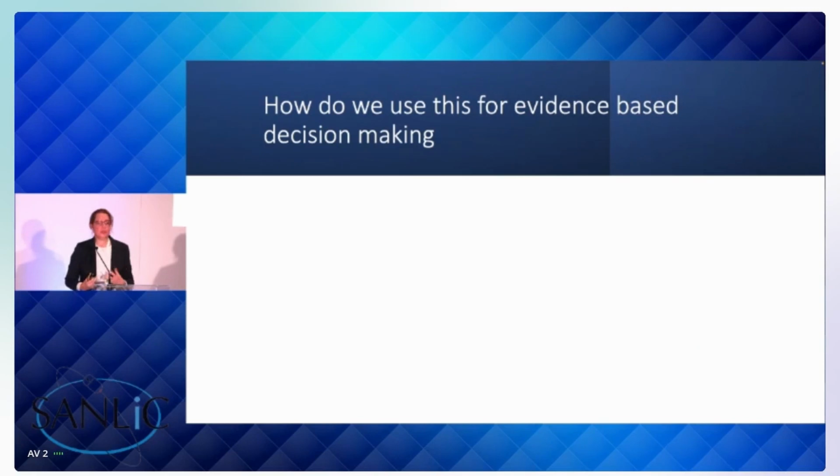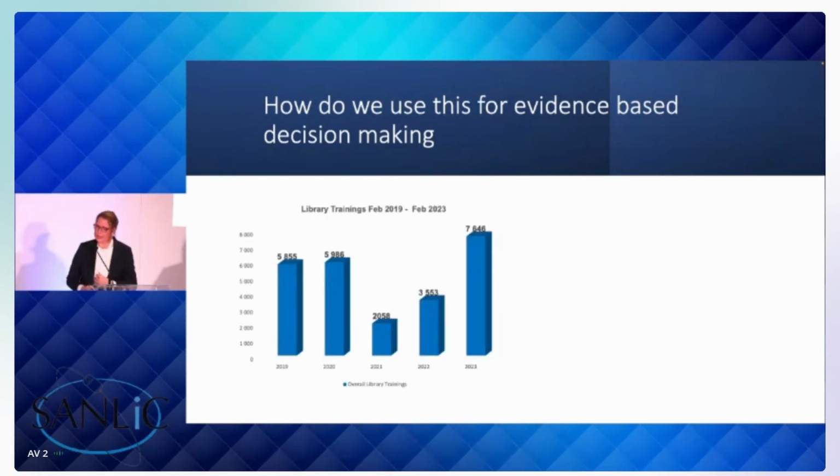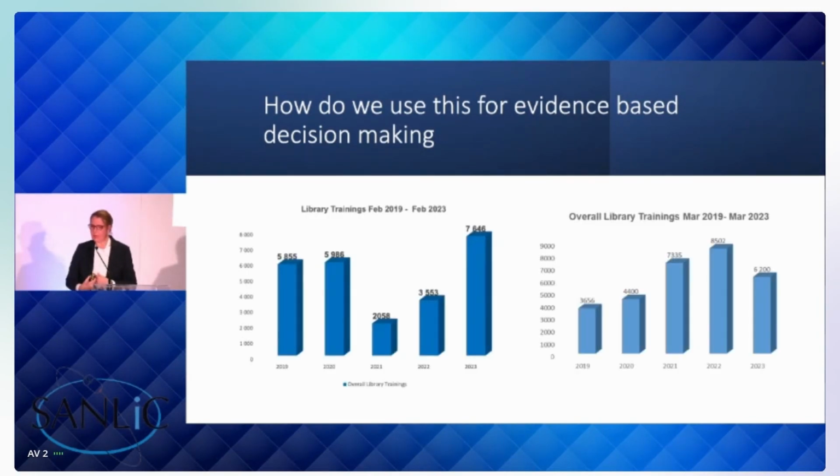So what do we do with these statistics? Well, here was our training in February, and then our training in March. And you will see that the number of people we trained went down. So should we be worried? No, because we trained 7,000 people in February. There are 10,000 first-year students. In March, we were mainly training our postgraduate students. I can't expect to see that we train 7,000 and then 8,000 and then 9,000 people every month.